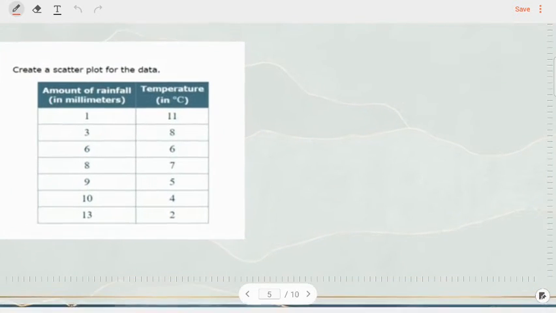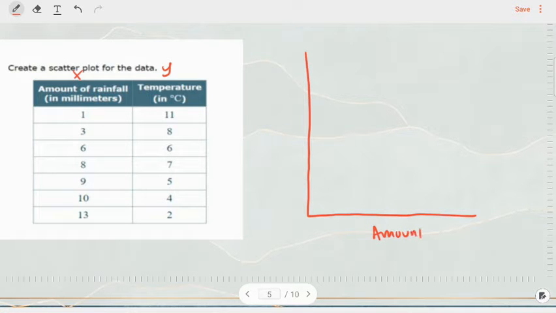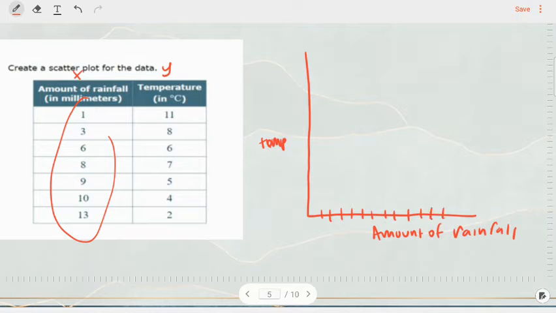So if I was asked to create a scatter plot for the data, remember I am going to make my graph. This is my x-axis, this is my y-axis, and I'm going to label it amount of rainfall and temperature. I'm going to look at the numbers that need to go 1 through 13: 1, 2, 3, 4, 5, 6, 7, 8, 9, 10, 11, 12, 13, and 1, 2, 3, 4, 5, 6, 7, 8, 9, 10, 11.